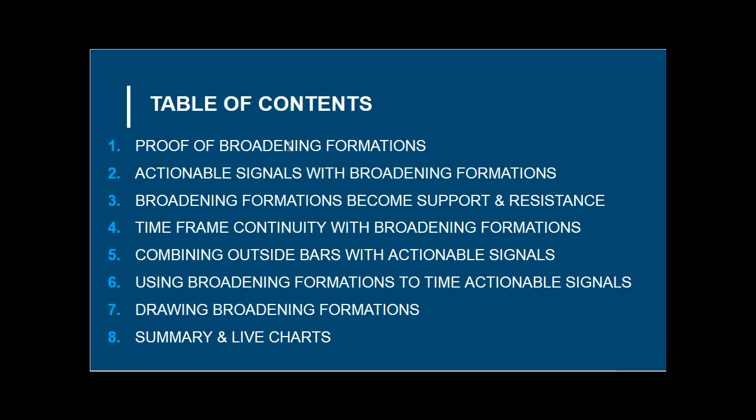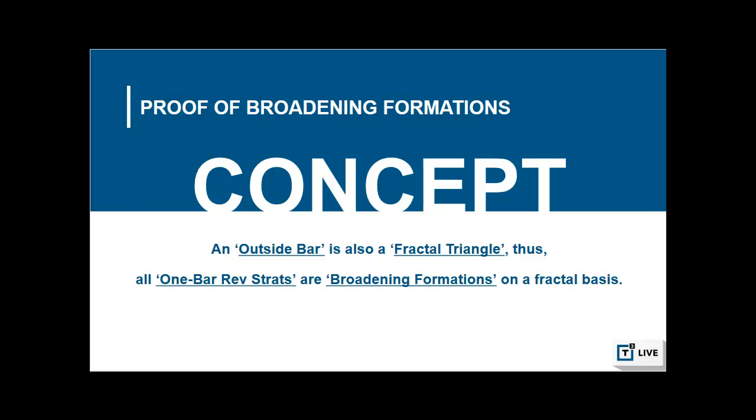So once again, like we talked about, the proof of the broadening formations, the actionable signals with broadening formations, and we're going to get into the support and resistance and all this kind of stuff this time. But just from the last time, remember we talked about an outside bar, right? There's also a fractal triangle, right? That means taking out both sides of the range. That's a fractal triangle. Thus, all one bar rev strats to take out both sides of an inside bar and one are broadening formations on a fractal basis. They have to be.